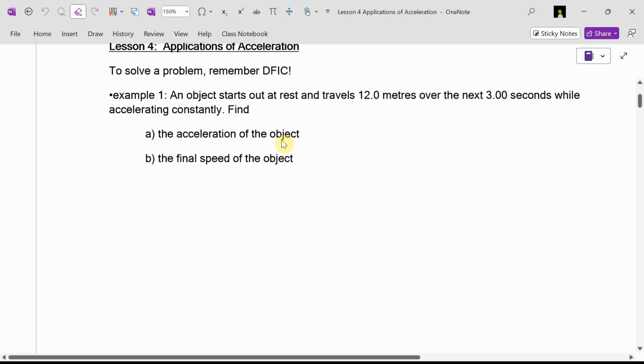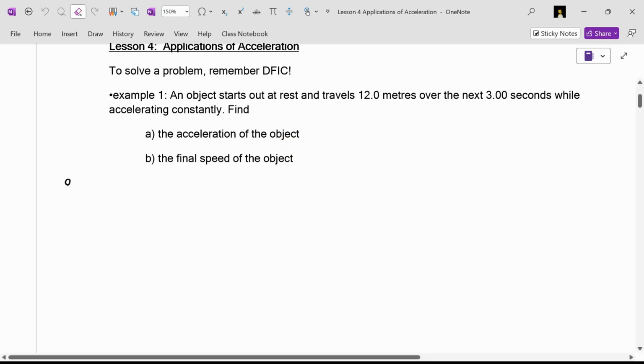Read along with me. It says this: an object starts out at rest and travels 12 meters over the next 3 seconds while accelerating constantly. Okay. Nate, what does A want me to find? Yeah, and I told you the other day, physics word problems, we're not going to try and trick you or confuse you. One of the nice things about physics word problems, it's going to be fairly obvious what they want us to find. I'm going to be lazy but organized.